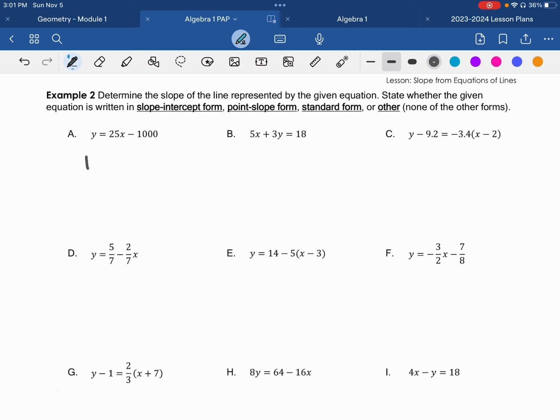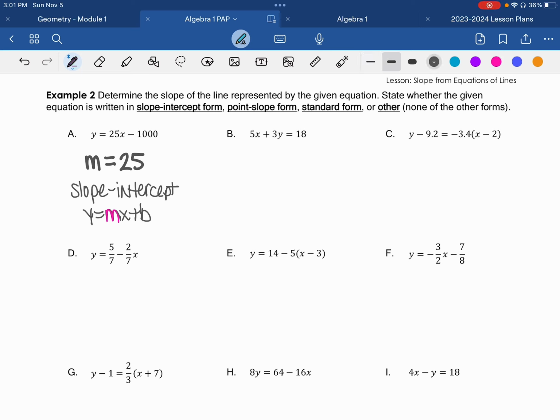I think right away that the slope here is 25, and I think we are in slope intercept form, which is the y equals mx plus b. That's the form it looks like it's in. And of course, remember, that's where my slope is. And so that's how I figured out what it was.